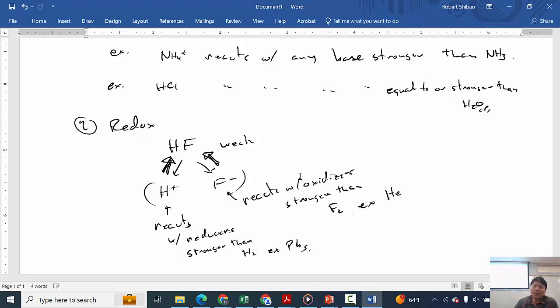Alpha particles are He with a 2+ charge. They're helium atoms with no electrons. We call these alpha particles. Alpha particles are extremely unstable, and these are formed from radioactive species.